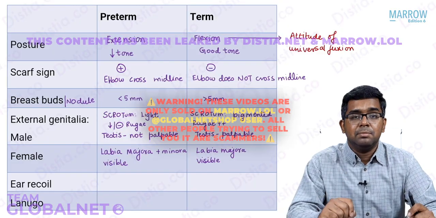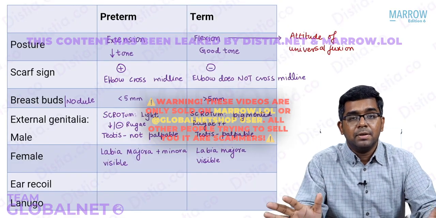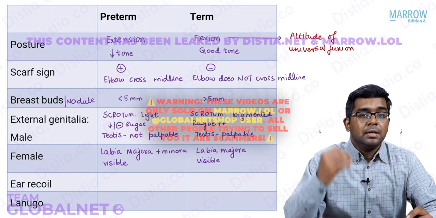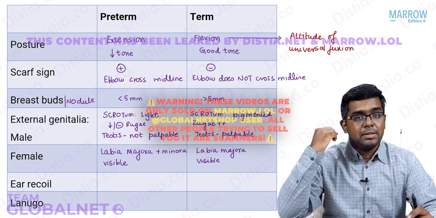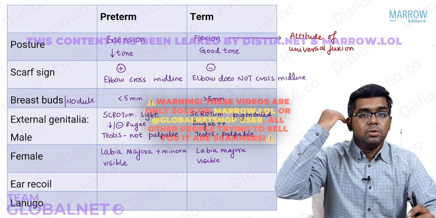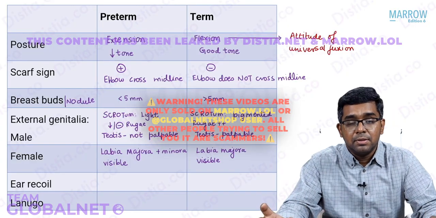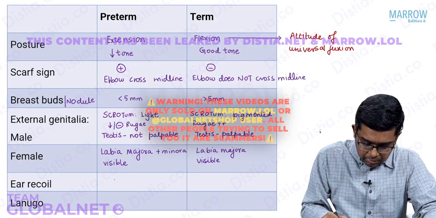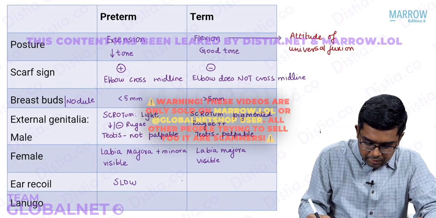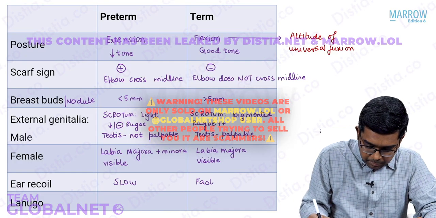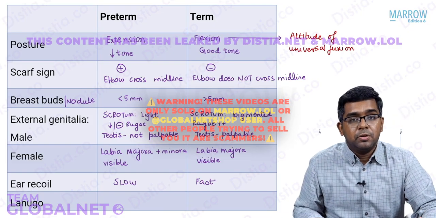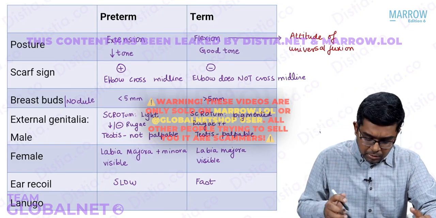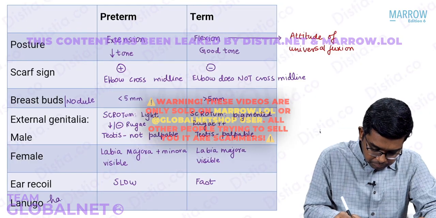Whereas in a preterm baby, the elastic cartilage is not well developed. So what is going to happen? Once you fold the ears, it will go back slowly to its original position. Or in other words, ear recoil will be slow in a preterm baby, whereas ear recoil is definitely fast in a term baby. Okay, now the last point of difference is with regards to lanugo hair.